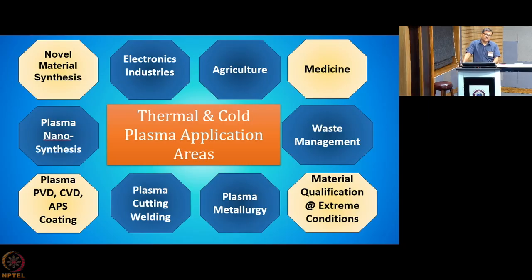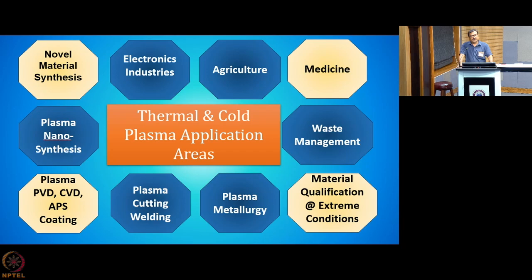All these novel materials can be synthesized using plasma as a fantastic tool. Now, apart from these novel areas which are emerging nowadays, electronic industries have been using cold plasma for quite some time in the semiconductor industries. Now, you know that PVD and CVD are regularly used for thin film coating, where the thickness of the coating is less than a micron.